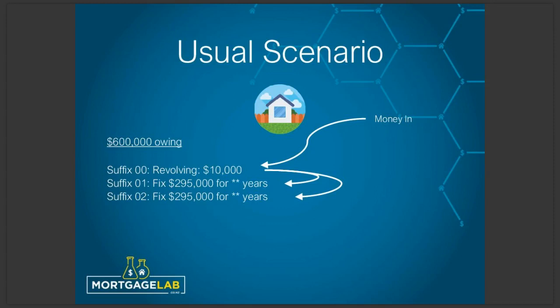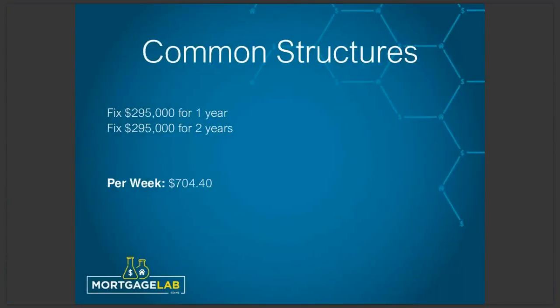The goal here is to get that $10,000 revolving credit down to $0 by the time the first fixed rate account matures. So that first one might be a year from now. The goal would be to get that $10,000 down to 0 in that time. Quite an important thing to be aware of here is that everyone has different things going on in their life. Some people fixing one for 1 year and the other for 2 years would be their most preferred option. The cost of this would be around, say, $704 per week.